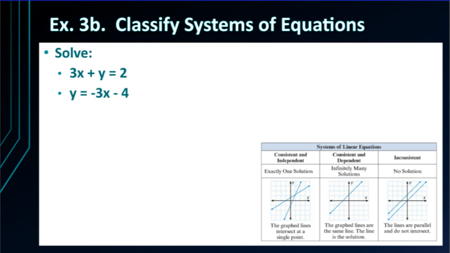Next one, solve for this one. One of them, this one's already done with y equals. Let's put the other one. So I'm going to subtract 3x from both sides. And now I have y equaling negative 3x plus 2.